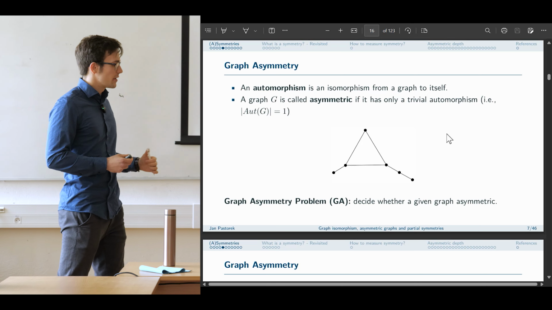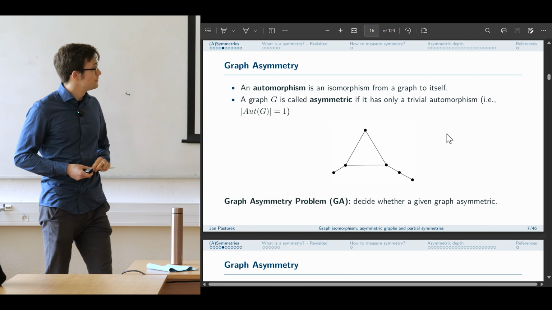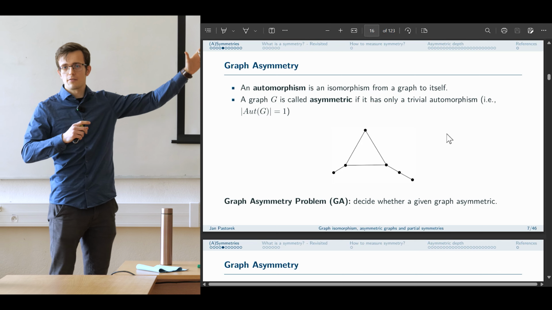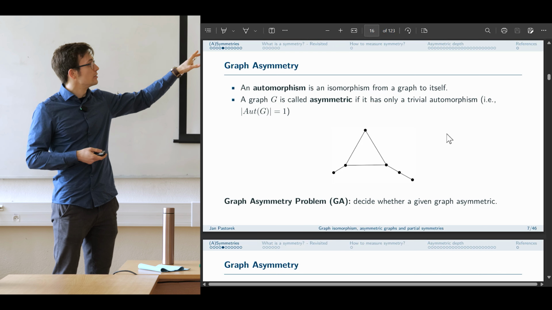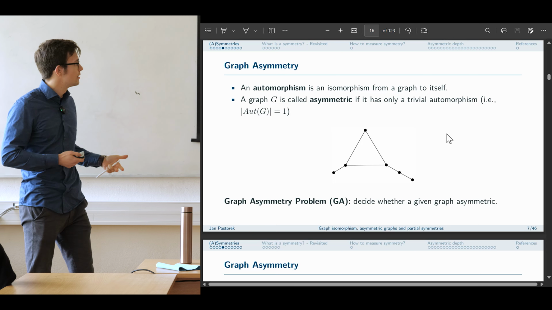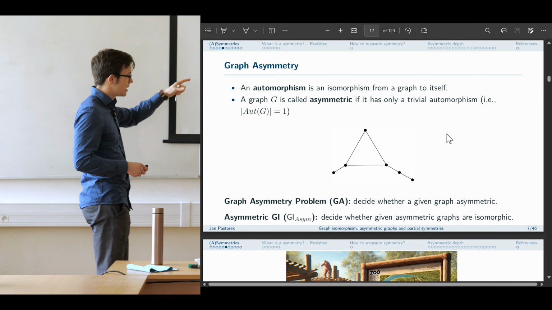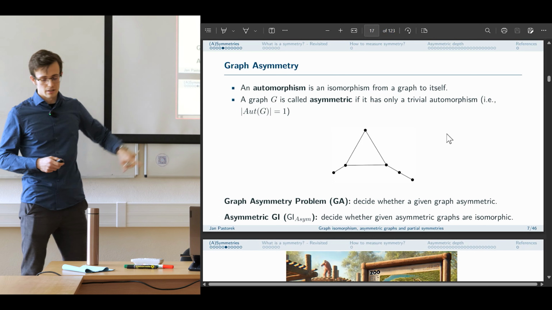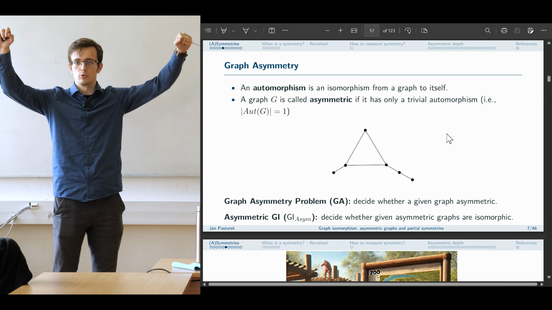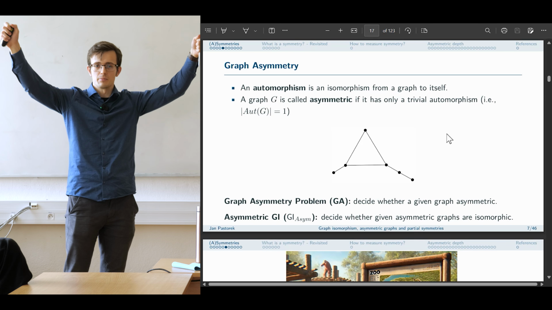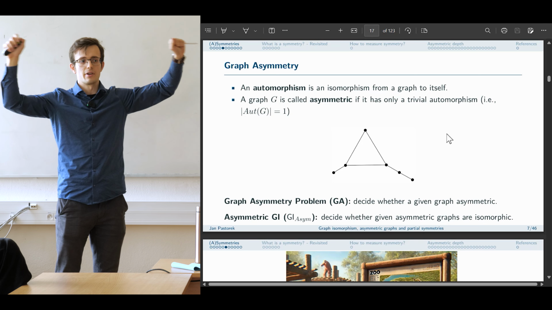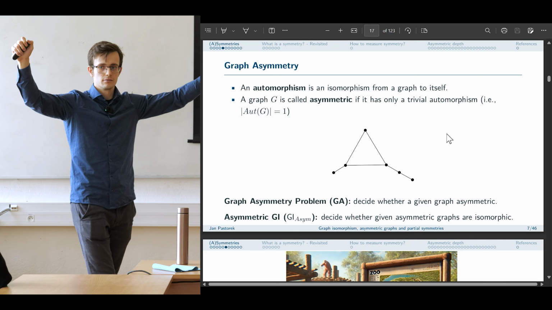And then there is this famous problem of graph asymmetry problem. So on the input you have a graph, any graph, and you are to decide whether it's asymmetric or it's symmetric. Okay? And another related problem is asymmetric graph isomorphism problem. So you have two asymmetric graphs on the input. So you know that they are asymmetric. And you are to decide whether they are actually the same asymmetric graphs. Okay.